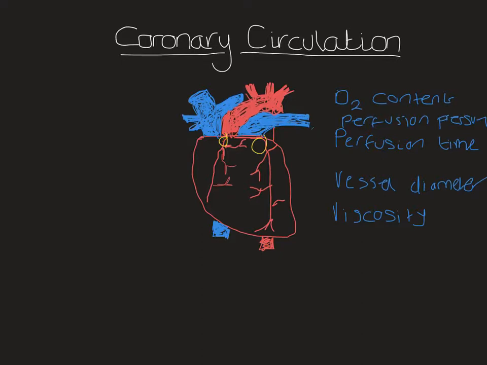Other factors also affect the coronary vessel diameter, such as nitric oxide. Using GTN, for example, will cause vasodilatation. The blood viscosity is also another factor, so an increase in viscosity, therefore increasing the thickness of the blood, also causes a decrease in flow. Some of the factors affecting myocardial oxygen supply can be looked at using the Hagen-Poiseuille equation.